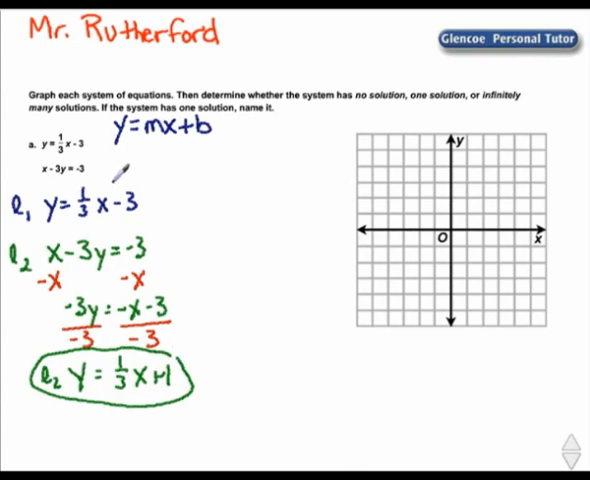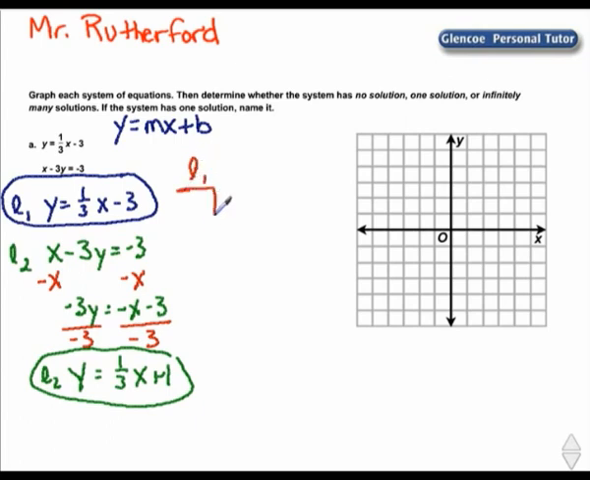Now, one thing to keep in mind is that any time we have two lines which have the same slope, which in this case is 1/3, but a different y-intercept, they're going to be two parallel lines. So let's graph them and just check that here. We'll need to make a table of values for both of our lines.